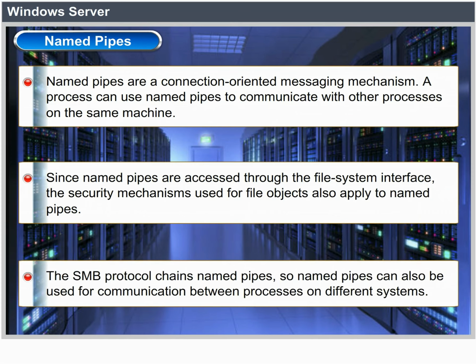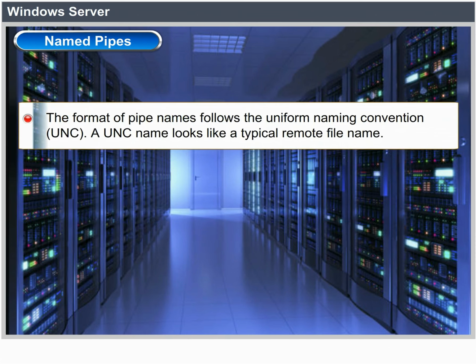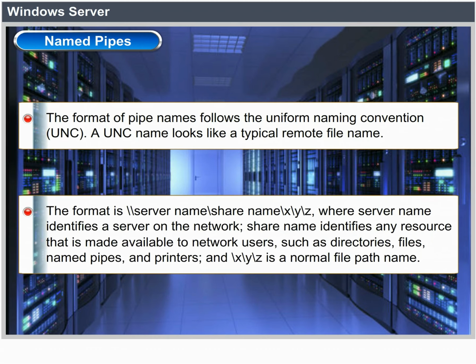The format of pipe names follows the Uniform Naming Convention, UNC. A UNC name looks like a typical remote file name. The format is \\server name\share name\x\y\z, where server name identifies a server on the network, share name identifies any resource that is made available to network users, such as directories, files, named pipes, and printers, and \x\y\z is a normal file path name.